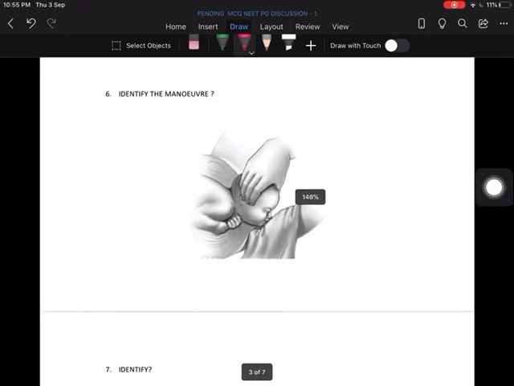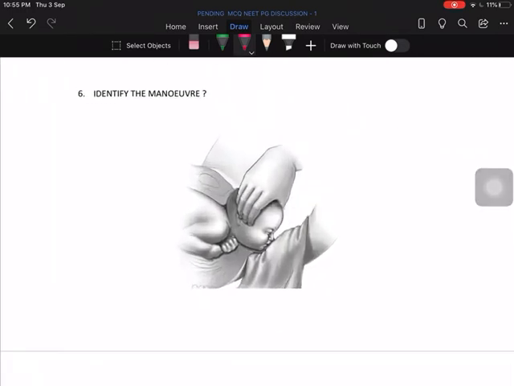Next, identify the maneuver. This is known as the Ritgen maneuver. The Ritgen maneuver is basically done in the second stage of labor. What you do here is take a towel and keep it below the chin of the baby, so that there is less chance of perineal injuries.